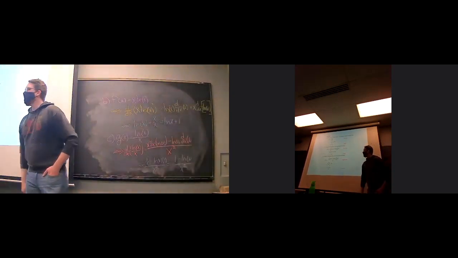Similarly, for C, we need to apply the quotient rule. We're going to find that we can simplify, and after we do, we're going to get 1 minus the ln of x over x squared.